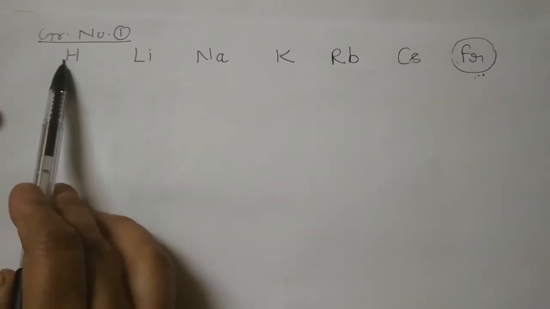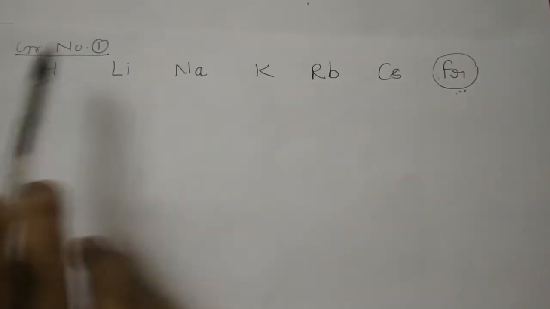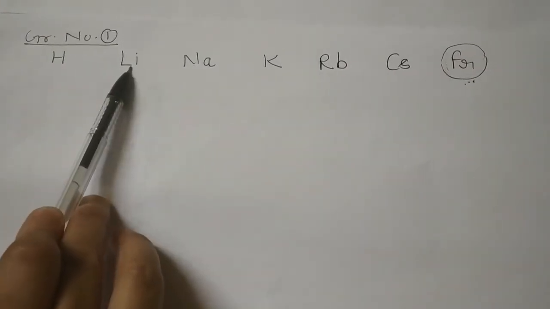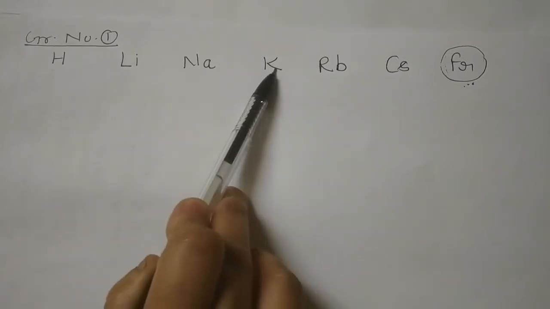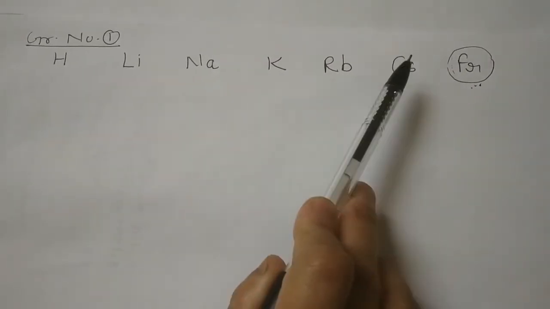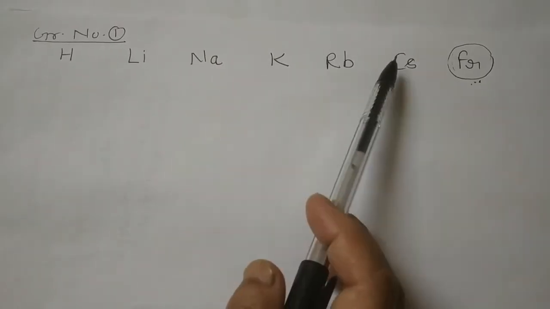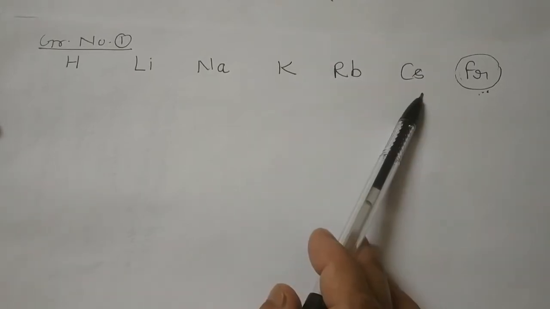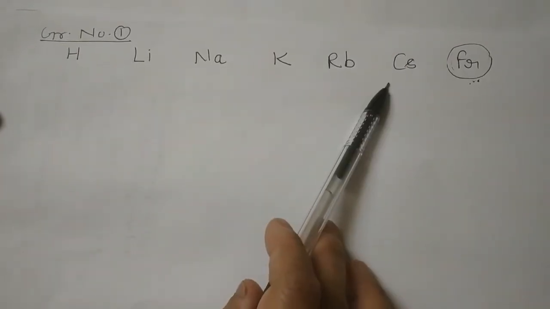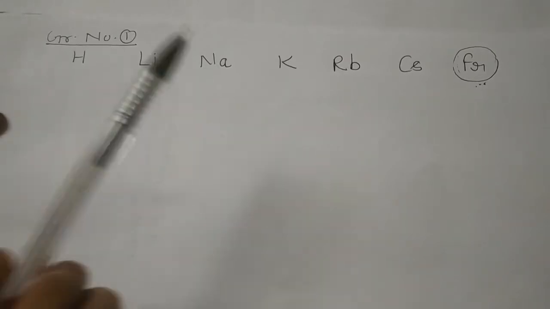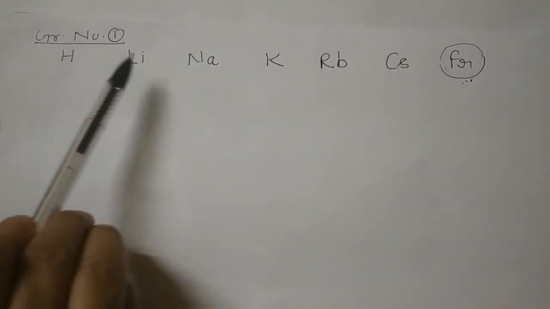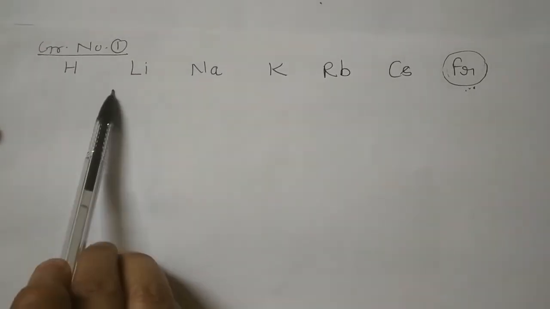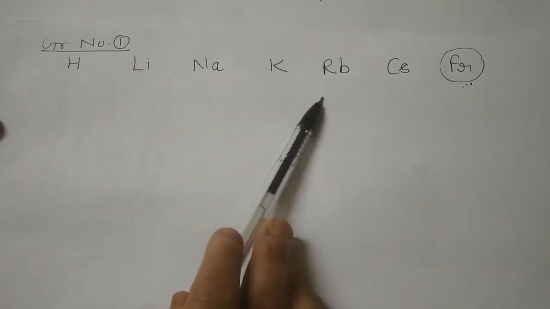Now as we proceed from top to bottom, from hydrogen to cesium, we find hydrogen has 1 shell, lithium has 2 shells, then 3 shells, 4 shells, 5 shells and 6 shells, because one by one they appear in their respective periods. So as the number of shells increases, the size increases. However, note one point here: from hydrogen to lithium and then from lithium to sodium, the number of protons, that is the nuclear charge, also increases.